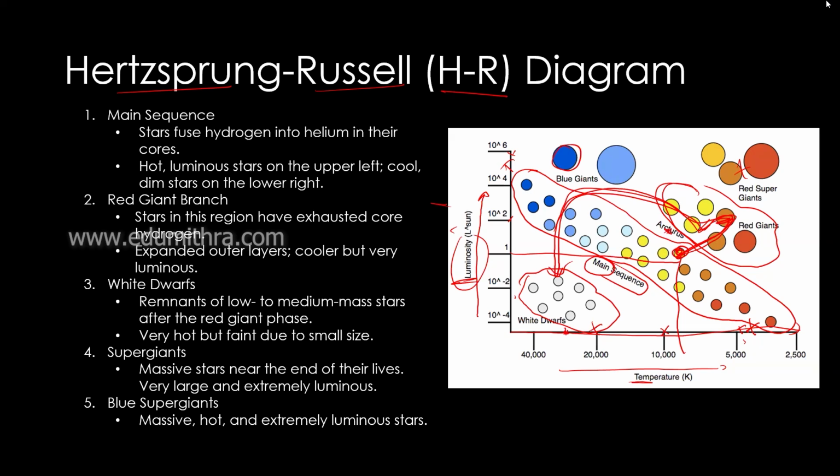Is there any star exceeding the Eddington limit? No, there is no star exceeding the Eddington limit. That is why it is called the Eddington mass. That is a limit.